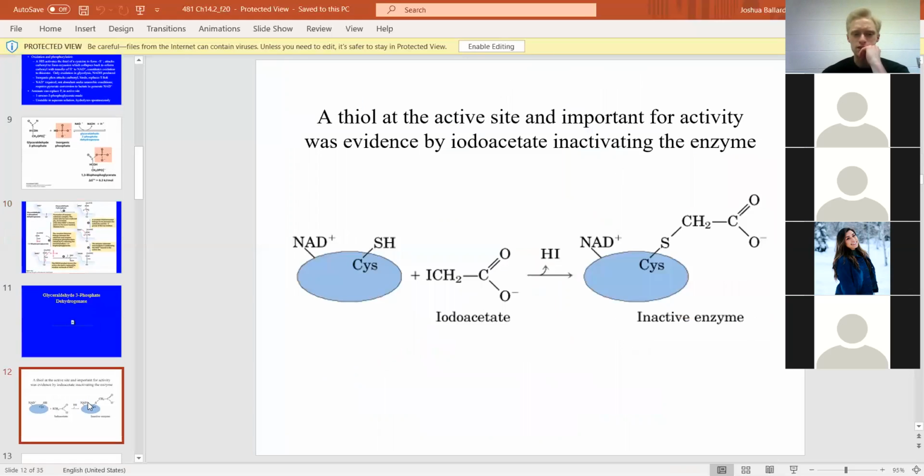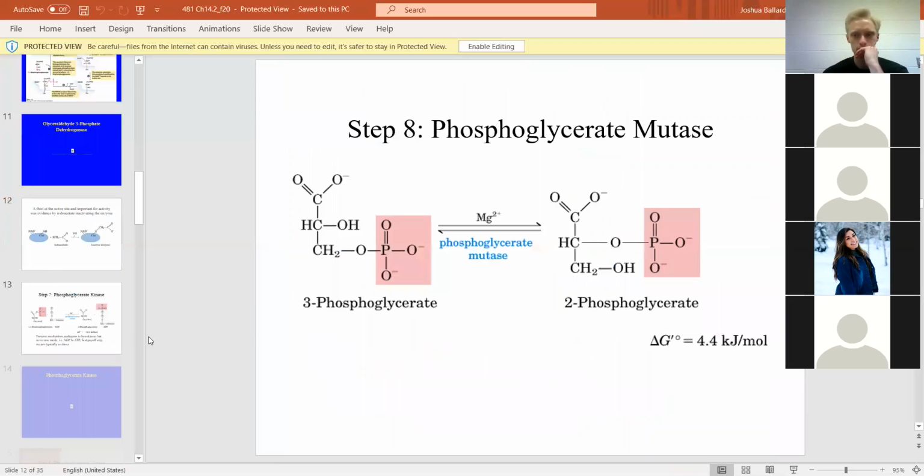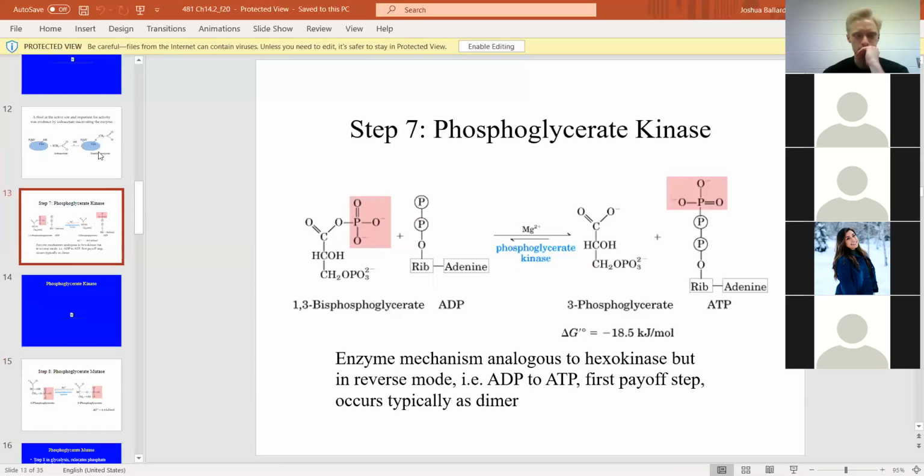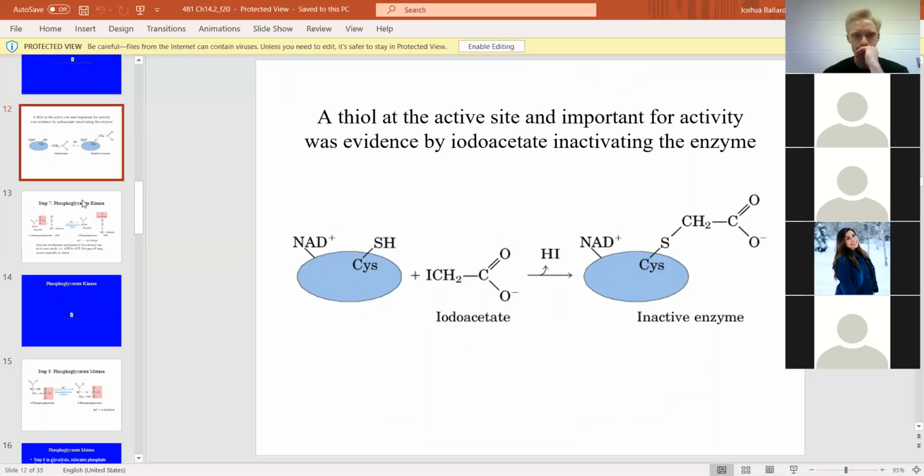But this slide is just to determine what the role of it was, and they just used iodoacetate to determine what it was. So does that make sense? Yeah, that was helpful. Thanks. Okay.